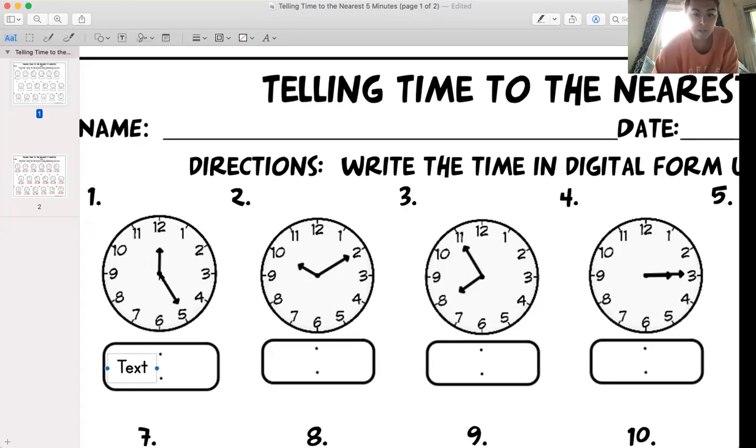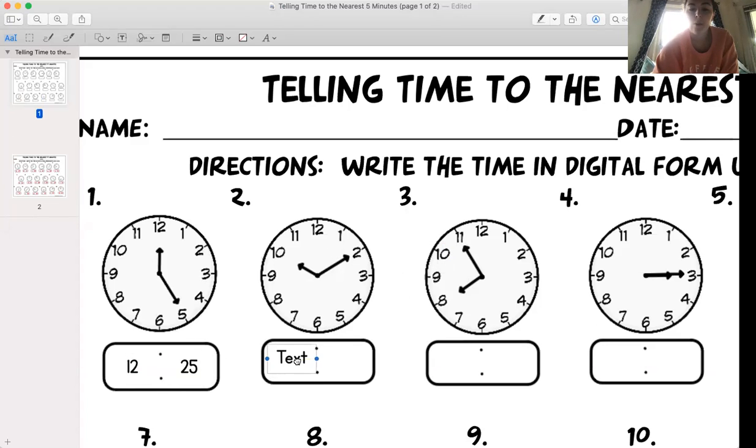And I'm looking at my hour hand, and I see it's in the 12 o'clock hour, so my hour is going to be 12. And then I'm going to look at my minute hand, and I'm going to count by fives. 5, 10, 15, 20, 25. So this clock is on 12:25. Now I'm going to look at my next clock.